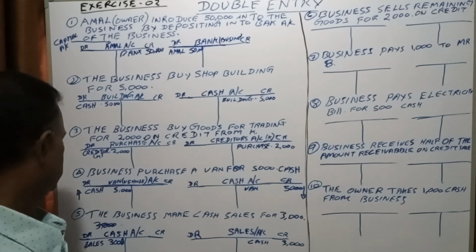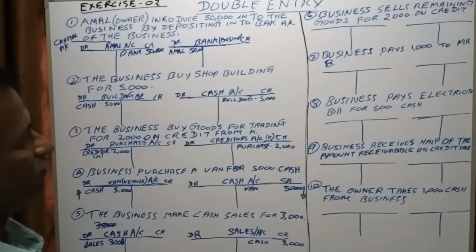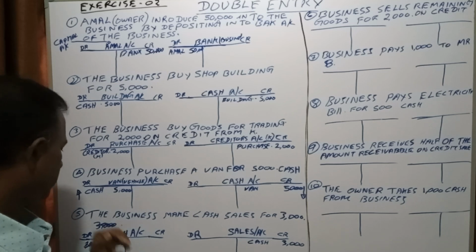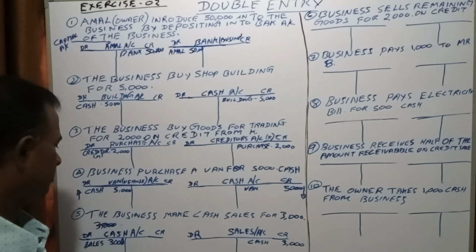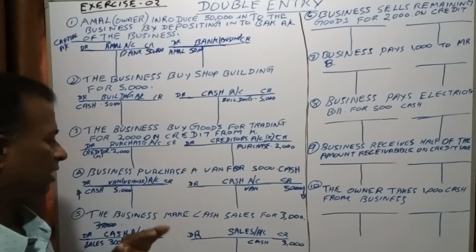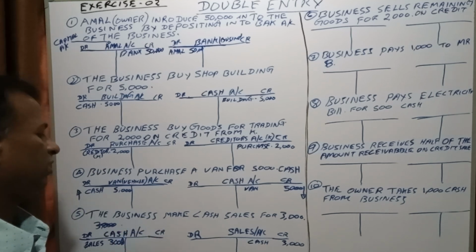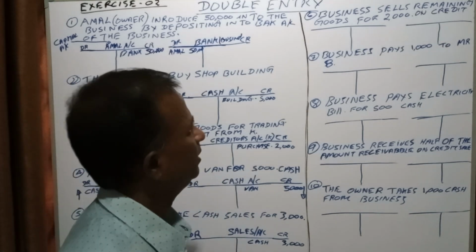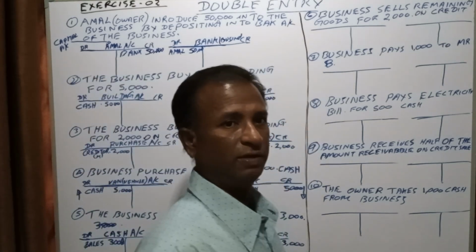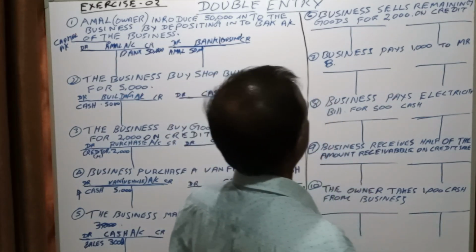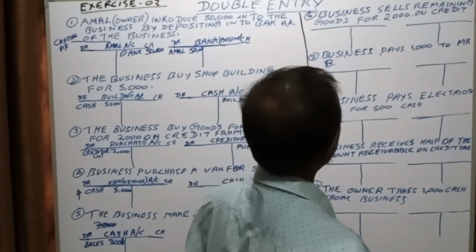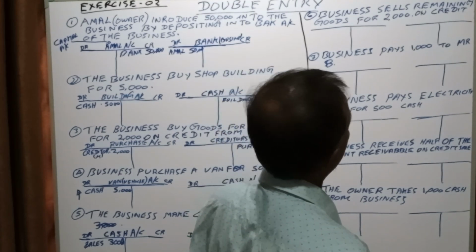So this is the explanation for cash sales for business. Cash account is debited because cash is increasing, and sales means revenue increasing, so it has to be credited. Next we will come to the sixth adjustment: business sells remaining goods for 2000 on credit.